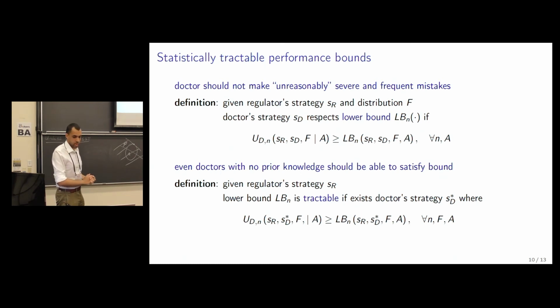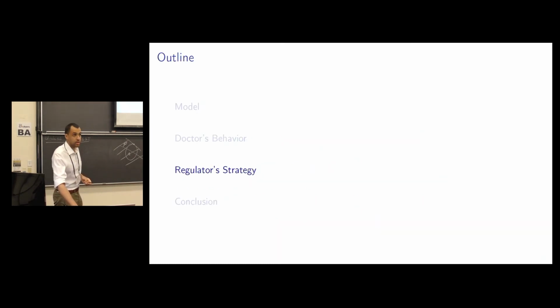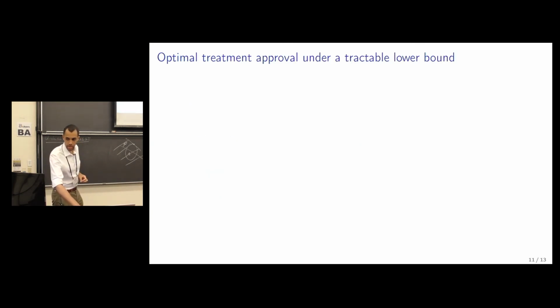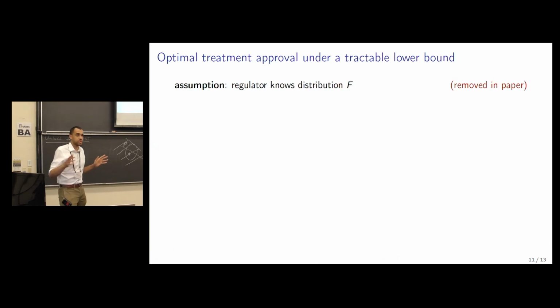OK. So having defined the behavioral assumption, or almost defined it, let me talk about the regulator strategy. So I want to talk about optimal treatment approval under an attainable lower bound. For the presentation, I'm going to make a very strong simplifying assumption that I relax in the paper, which is that the regulator knows the true distribution. So I'm going to really just focus in on the doctor's learning problem. Now, the reason why I do that is because once you think about the regulator learning at the same time, there are a bunch of additional challenges that arise, which are basically the substance and meat of the actual paper.